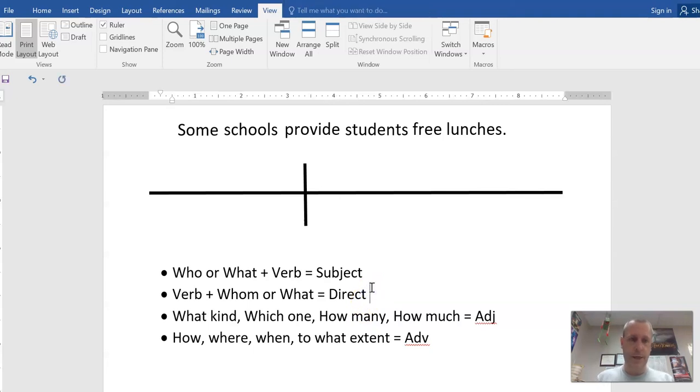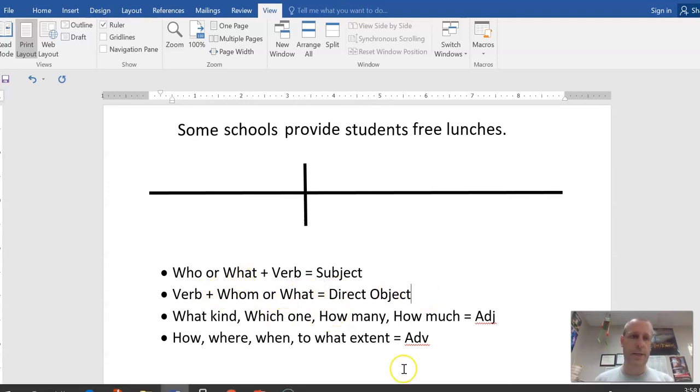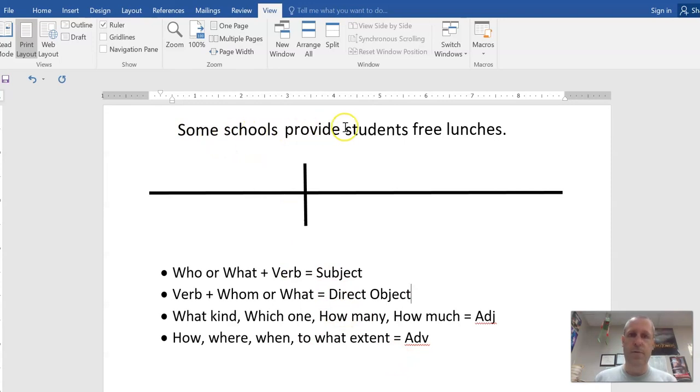For the direct object, you take the verb and then you ask the question whom or what, and that gives you your direct object. So let's go ahead and take this sentence: Some schools provide students free lunches. And we're going to break down some of the stuff that we already know.